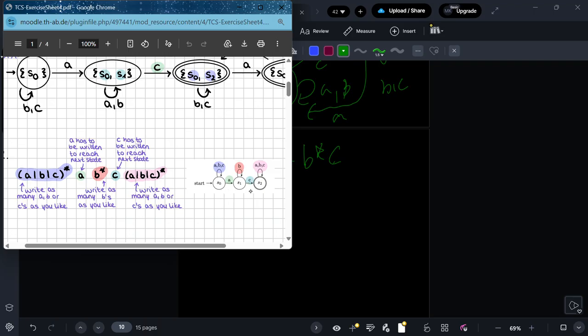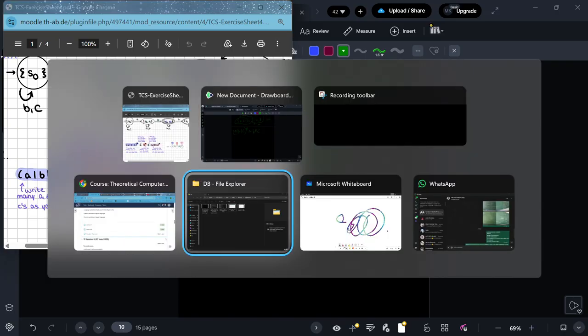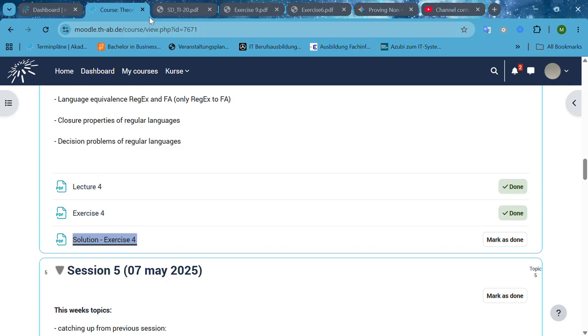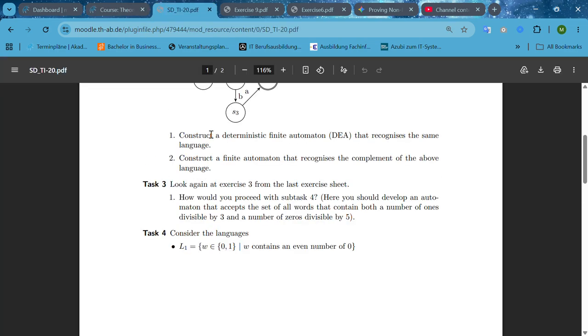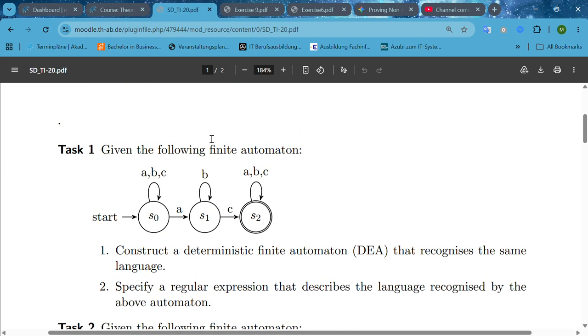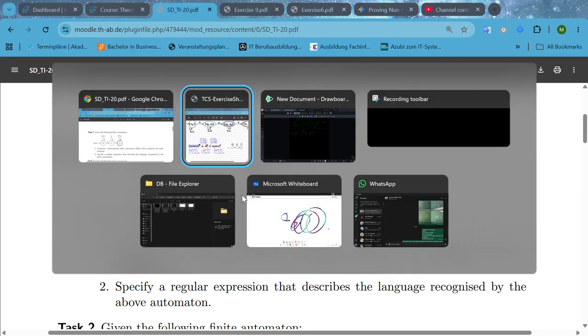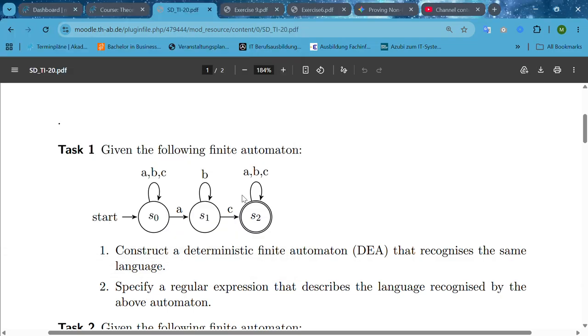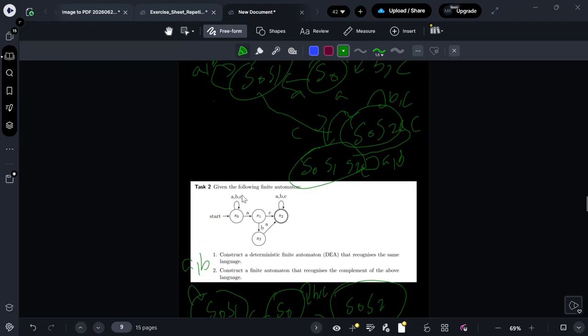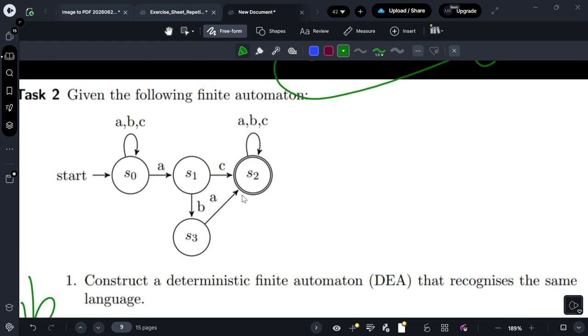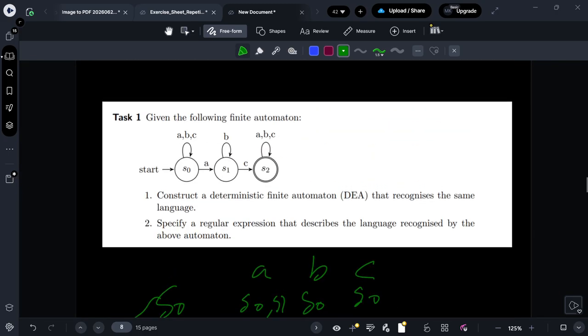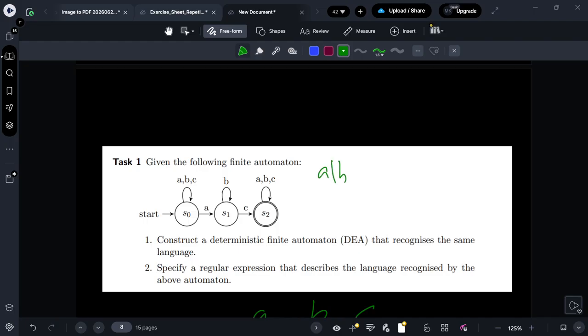See this one, we look. It's easier to make it from the actual NFA. For example, what was the actual question? Look at this. It's so easy. You just look at the NFA. You don't look at the DFA to make the regular expression. It's so easy to look at this and make, for example, the first one was A, comma B, comma C.